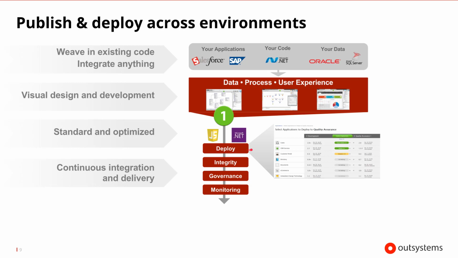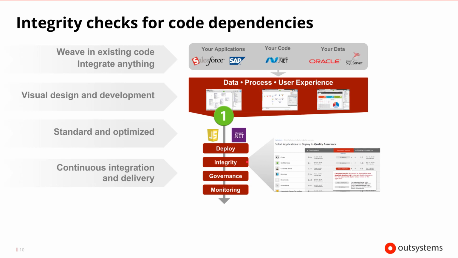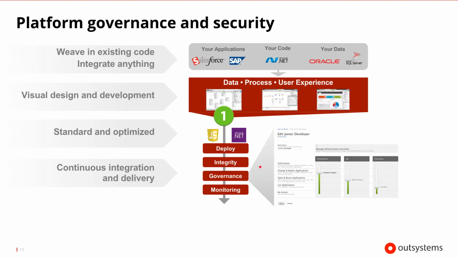So then we can take those applications and deploy them across the different environments from development to QA to production. While that set of deployments is happening, there are integrity checks to make sure that everything is okay as far as the applications having all of the dependencies they need and all the right versions of code being available. There's also governance applied during this process so that the different roles that are involved in the process have the right levels of control and the right levels of access to the resources that they need.